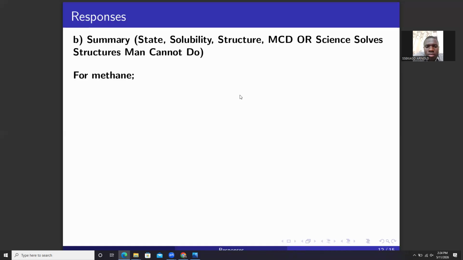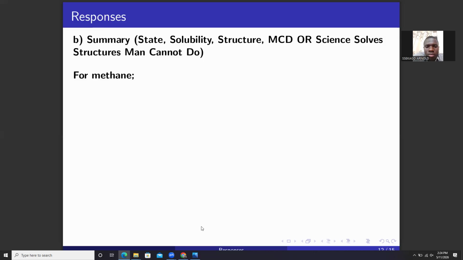I started by giving properties of ionic compounds, and the ionic compound of interest in this case was potassium chloride. I gave properties of the giant metallic structure, therefore properties of metals. I gave properties of giant covalent structure, under which I gave properties of graphite, diamond, and sand. Now we have methane. Methane is also a covalent compound, but it has a simple molecular structure.